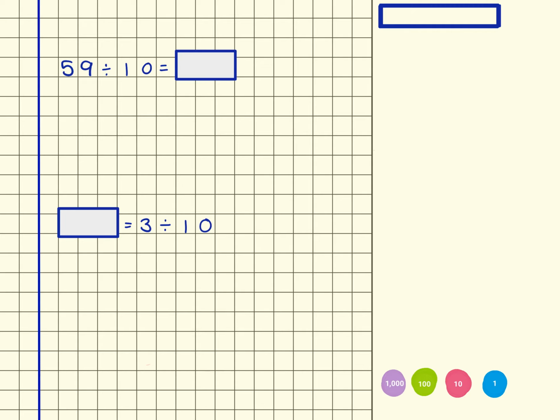Okay, so here we have 59 divided by 10. Now, when a number is divided by 10, it becomes 10 times smaller. And as we know, if we were multiplying by 10, if I was to take a 1 and multiply that by 10, it would give me 10. So that would be here.